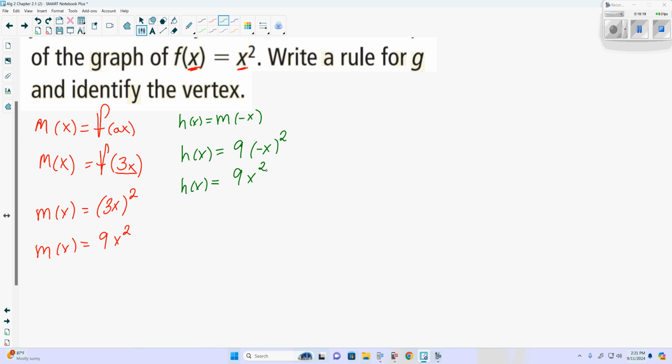There's one of the points, so 9x squared. I'll give you a t-table just so we can kind of see this. For our 9x squared, let's go x, y. So negative 2, negative 1, 0, 1, 2. Well, 0 is still going to be 0. This is going to be 9, and then 2, 4, 36. So for 9x squared, we would get this table. Again, you don't have to write this down. I'm just showing you this here.